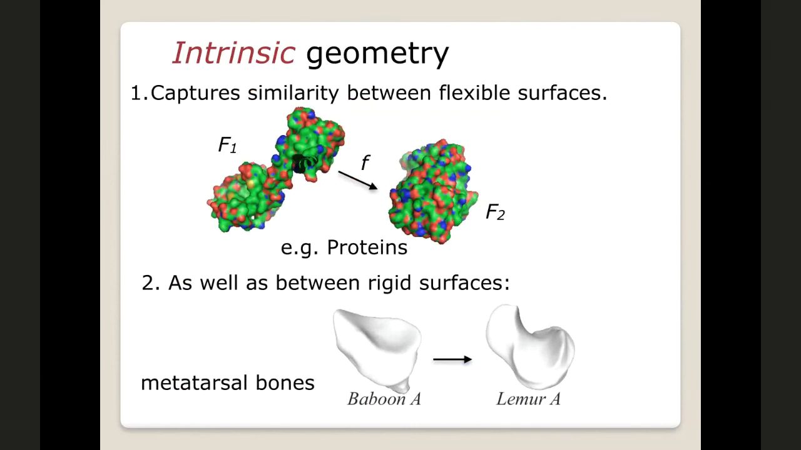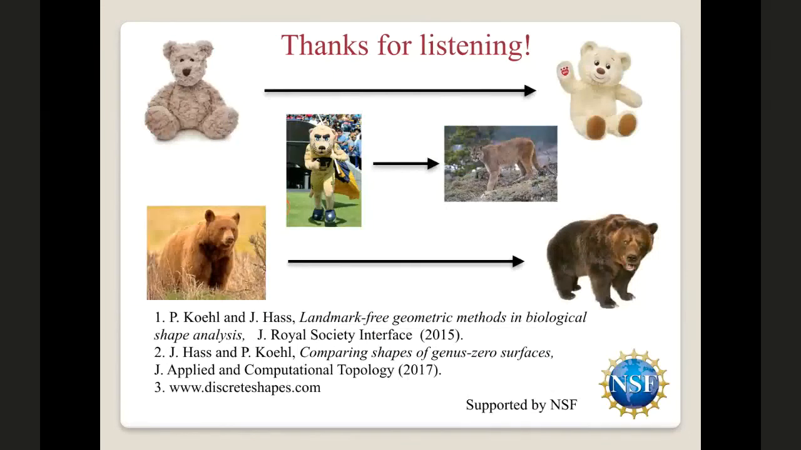And this last slide is just indicating that we are using intrinsic geometry, so we should be able to recognize objects that flex as being the same. So proteins and animals that move and so on are the same object in different poses, and this method will show that these are the same objects in principle. So thanks for listening, and here are some places you can look if you want details.